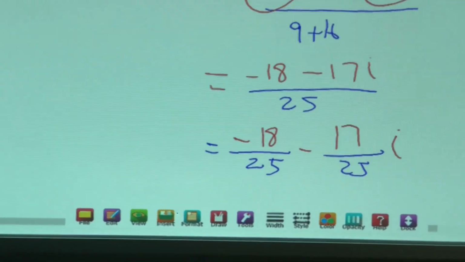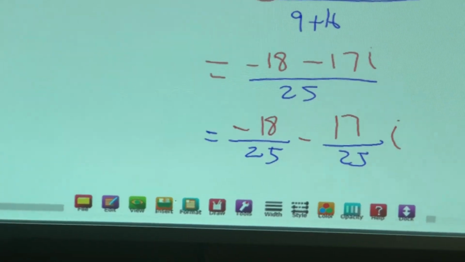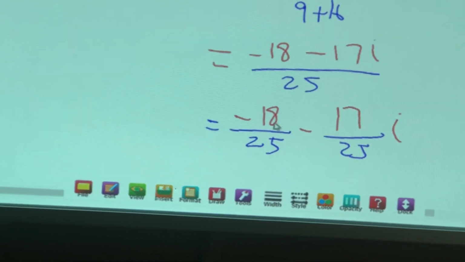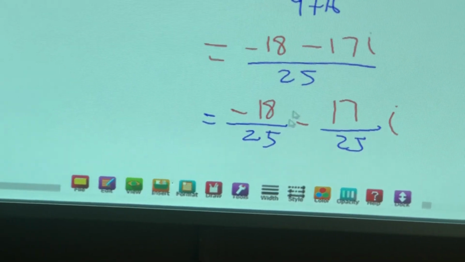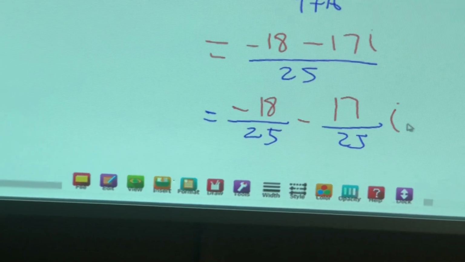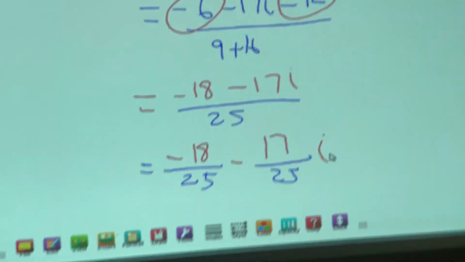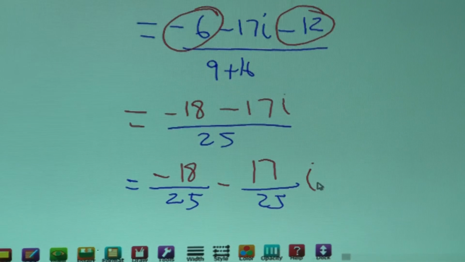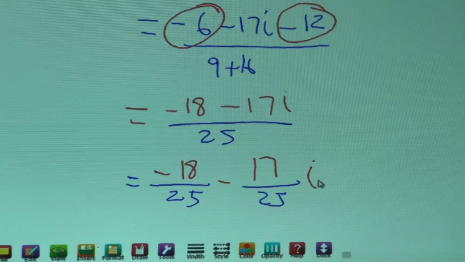Now you have to write this step. You have to distribute the denominator. You cannot leave the answer like that. That's a wrong answer. Negative 18 over 25 minus 17 over 25i. My real part is negative 18 over 25. My imaginary part, negative 17 over 25.